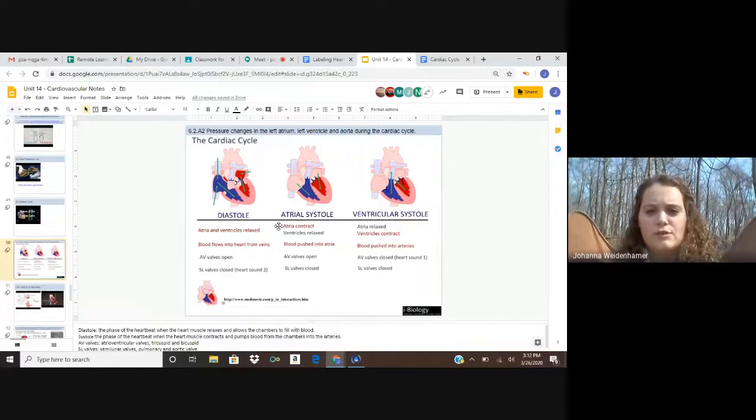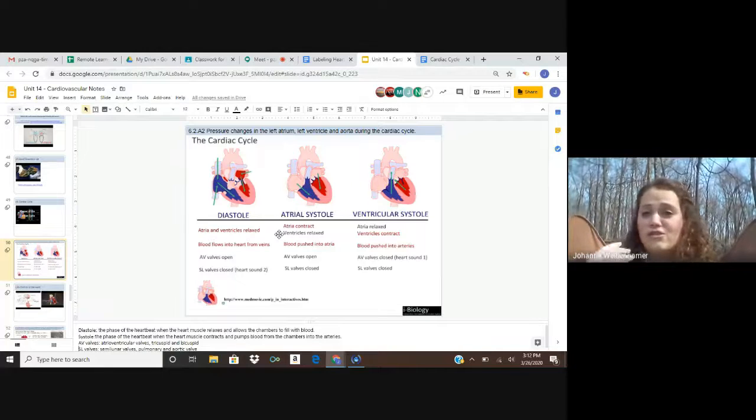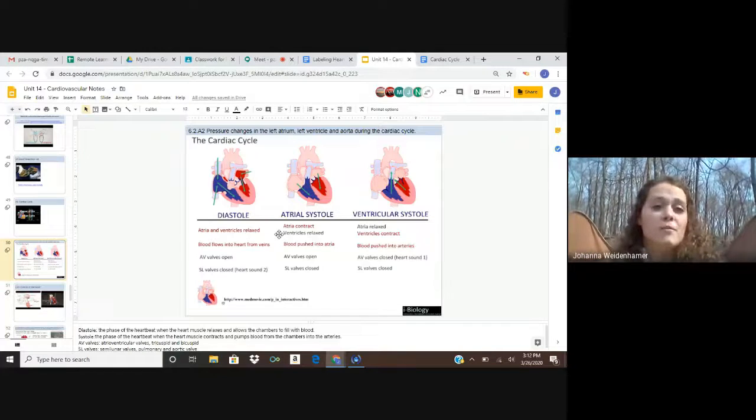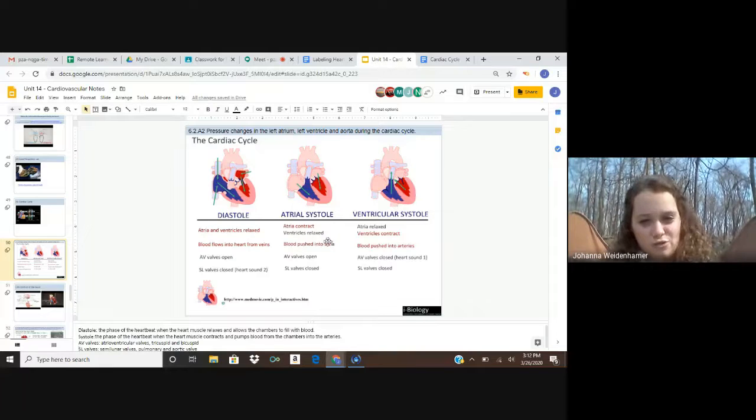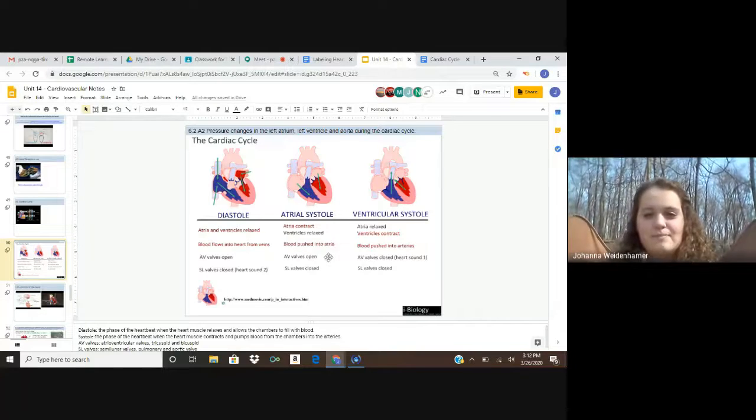So at this time, our first bullet, the atria is going to contract. Second bullet, ventricles are relaxed. So at this point, the ventricles are just accepting the blood from the atria. They're relaxing, they're still having a good time, just allowing that blood to come in. Our third bullet, blood pushed into it says atria, it should be ventricles. The blood is pushed into the ventricles here, okay, so you can make that correction.